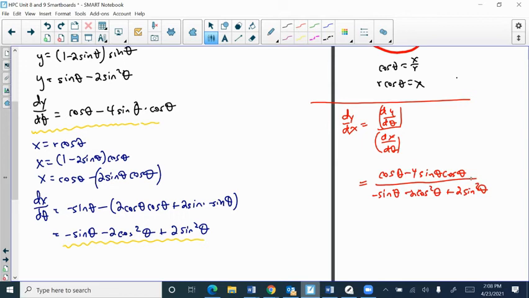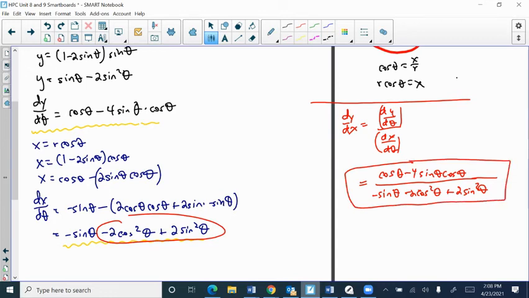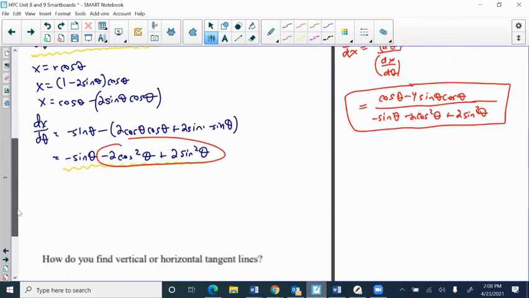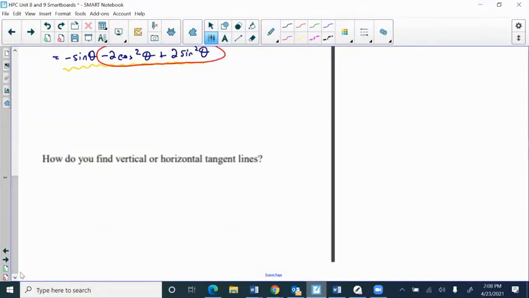Now that's almost a Pythagorean identity, except they'd have to be both positive or both negative. So that would be our dy/dx. We would be able to figure out the slope of the tangent line at any given theta, which is nice. Now there's a second part to this: how do you find vertical tangent lines, and how do you find horizontal tangent lines?